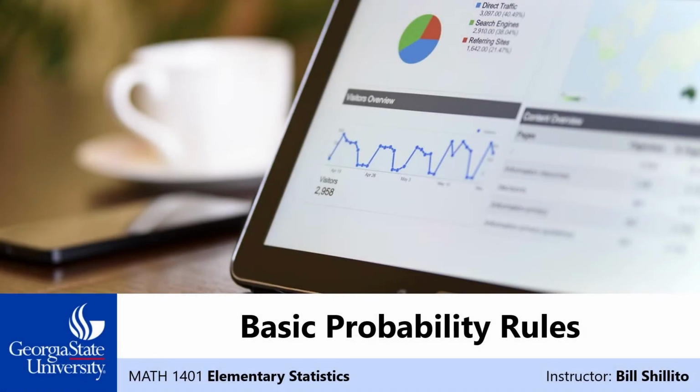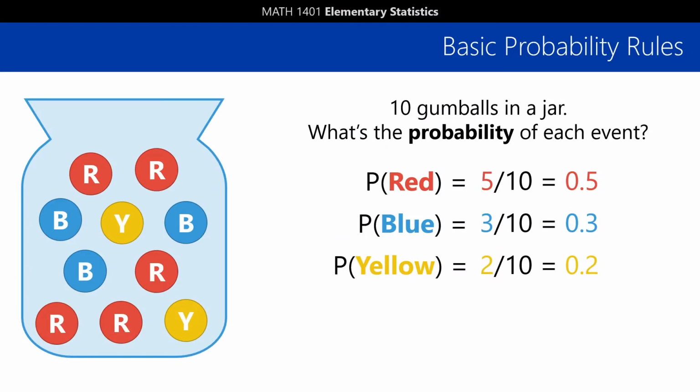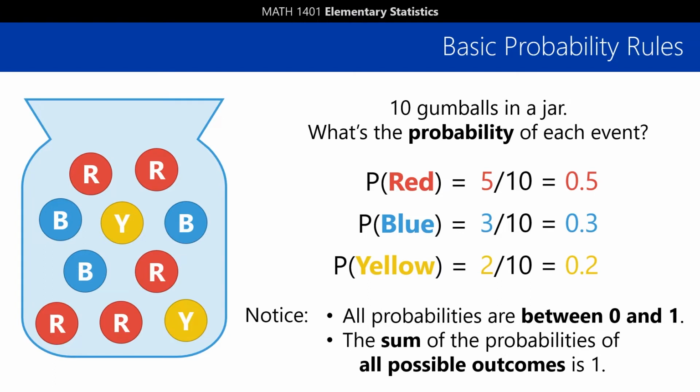In this video, we'll look at some basic rules that help us find the probabilities of certain combinations of events. Think back to our last video, where we had a bunch of gumballs in a jar, and we calculated the probabilities of selecting a red, blue, or yellow gumball at random. We'll expand on this example in the next few videos. Two important properties to keep in mind that are worth reiterating here are that our probabilities are always between 0 for impossible events and 1 for absolutely certain events, and that the probabilities of all of our outcomes together always add up to 1.